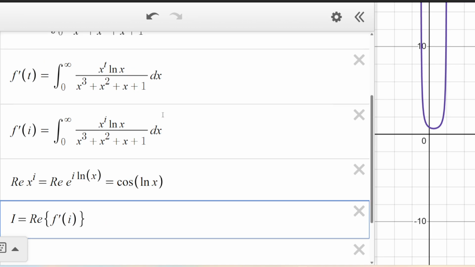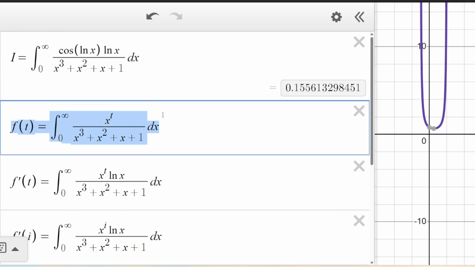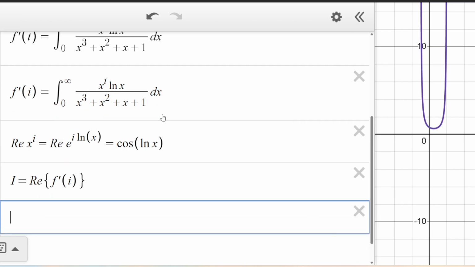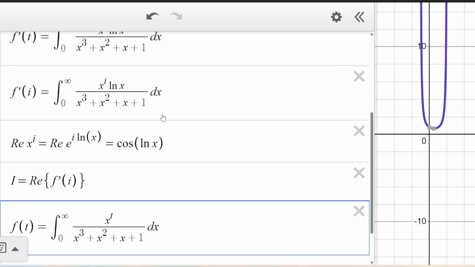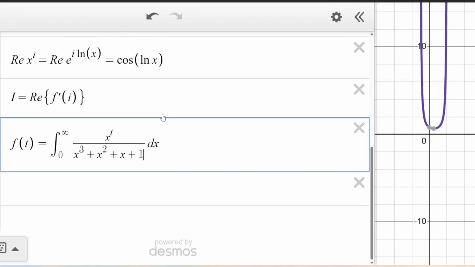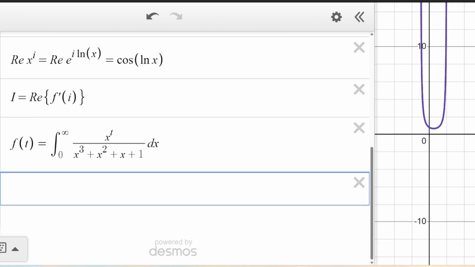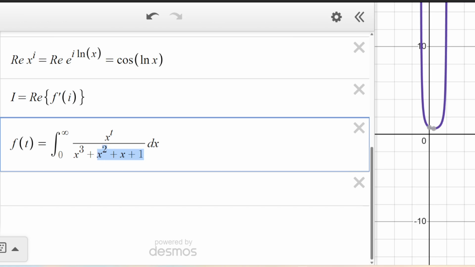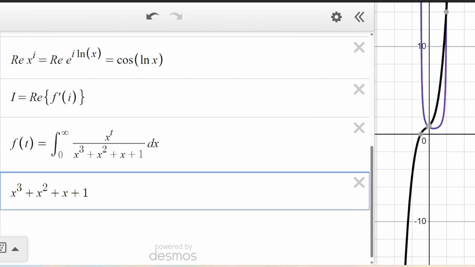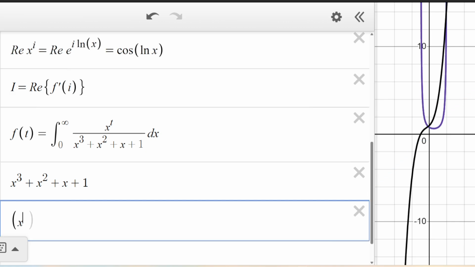Okay, so where do we go from here? We need to find an explicit form for this. Okay, let's see. This can actually be broken up like this. We can see this graphically. If we graph this function, it is equivalent to x squared plus 1 times x plus 1. They're the same function. Okay?